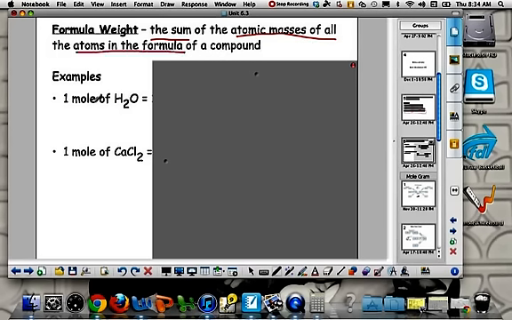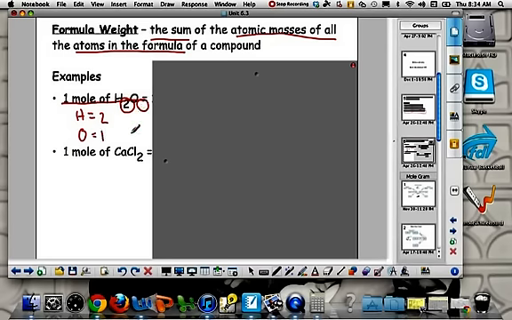So when I look at H2O, this is a compound, it's a formula. I have hydrogen and I have oxygen. When I look at the formula, I have 2 hydrogens here, and there's no number next to the oxygen. That means I must have 1.